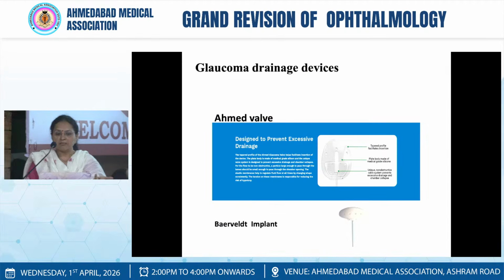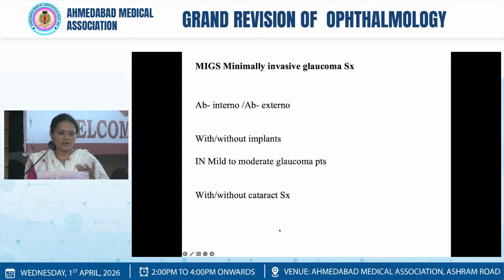Then there might be certain glaucoma drainage devices which may be valvular or non-valvular. One example is the Ahmed valve, and non-valvular the Baerveldt implant, and certain minimally invasive glaucoma surgery, which I have talked about. Now we are offering it for mild to moderate glaucoma patients with or without cataract surgery.